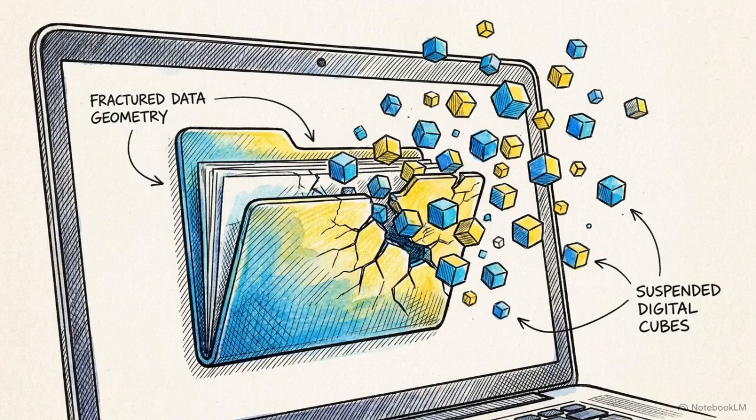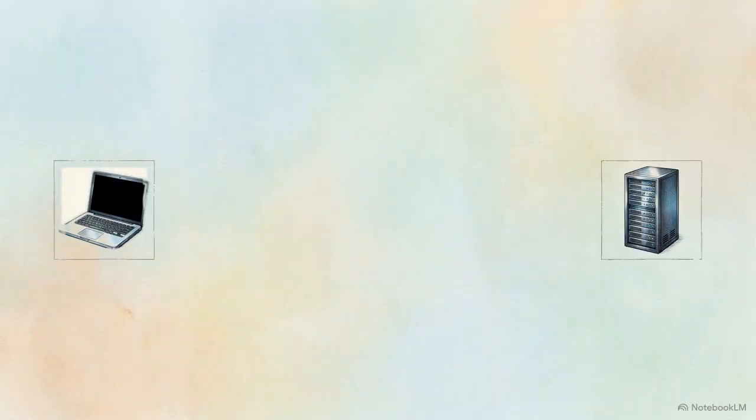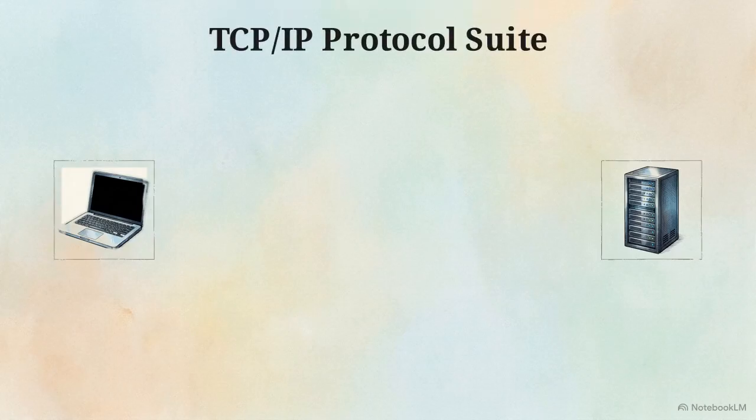Have you ever wondered how a file sitting on your screen physically breaks down, travels thousands of miles across the globe, and reassembles flawlessly on another machine? This diagram shows the structural map that makes that journey possible. It is called the TCP/IP protocol suite, and it operates like a strictly orchestrated relay race for data.